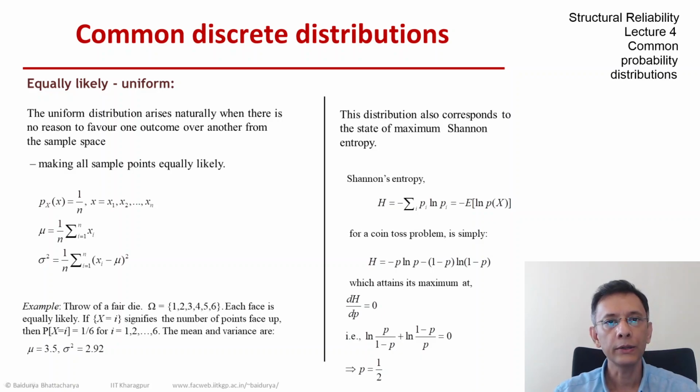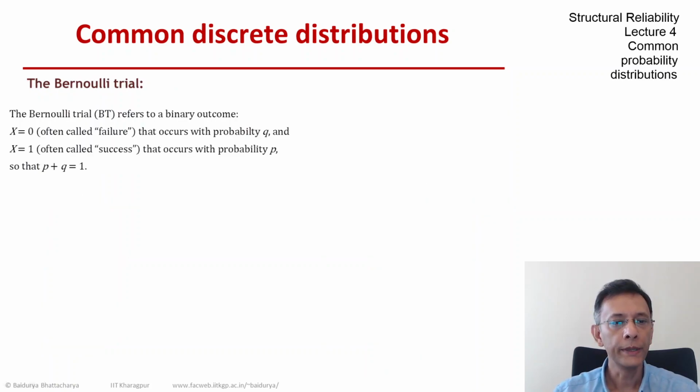The next we will look at would be the Bernoulli trial. The Bernoulli trial in itself is not as important as what a sequence of independent and identical Bernoulli trials can give us, and that is 3 of the most important distributions that we'll encounter: the geometric, the binomial, and the negative binomial or Pascal. So let's look at the Bernoulli trial first.